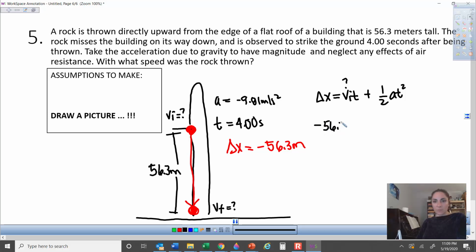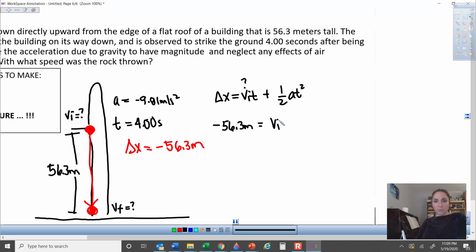Negative 56.3 meters equals VI, which is what I'm solving for, times 4 seconds. It takes 4 seconds to do this displacement. That's what this means. Now I know, again, it feels weird that you're like, what? It's going up and down, but you're saying displacement's that. Well, the time covers the up and down here. And then we have this layout like that.